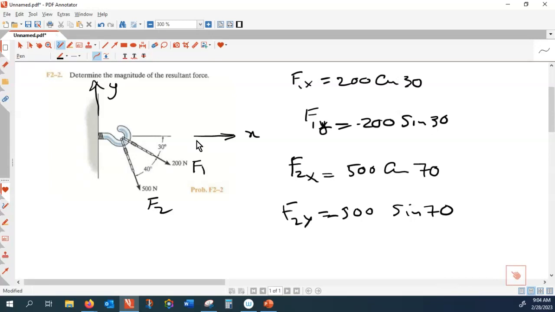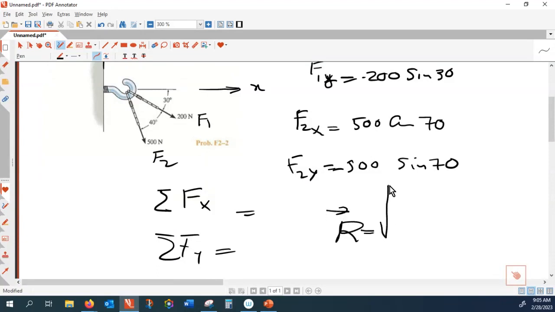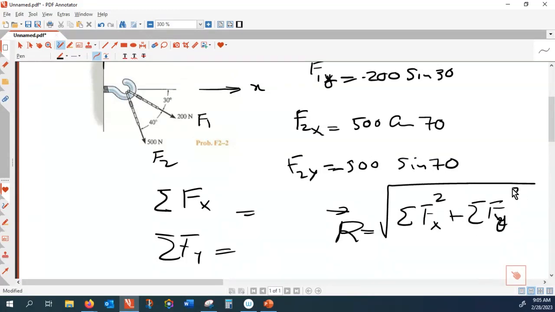All right, and then what do you do next? The next step is adding these numbers together to get one big X and one big Y. You just add the numbers, and eventually you get the resultant from the Pythagoras theorem: the big X squared plus big Y squared, and then big theta is tan inverse of big Y divided by big X.